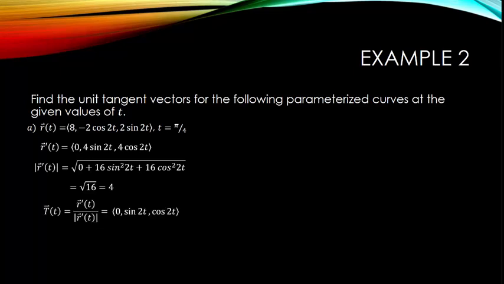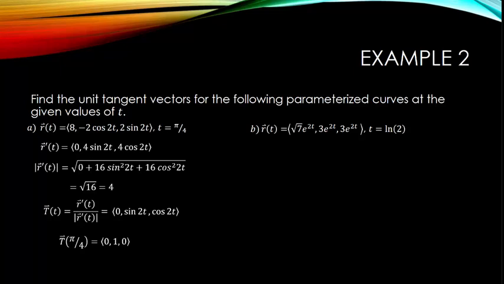So my unit tangent vector, given by the vector capital T of little t equal to r prime of little t over the magnitude of r prime of little t, is given by the components 0, sine of 2t, cosine of 2t. Now I plug pi over 4 in for little t, and my unit tangent vector at t equal to pi over 4 is given by the components 0, 1, 0.